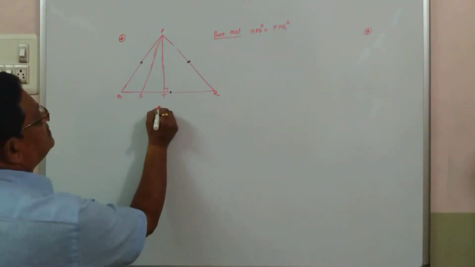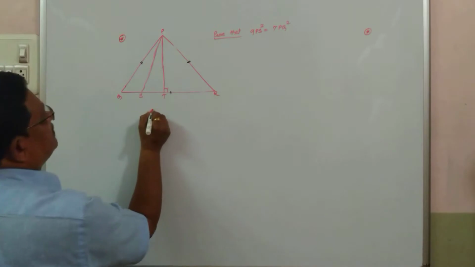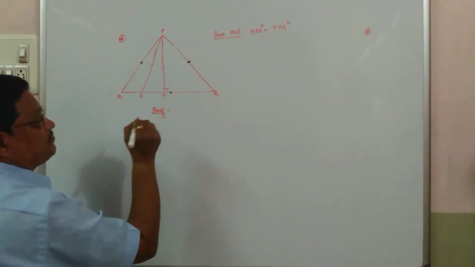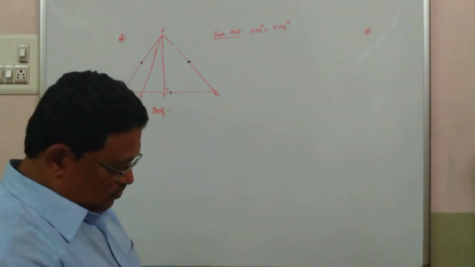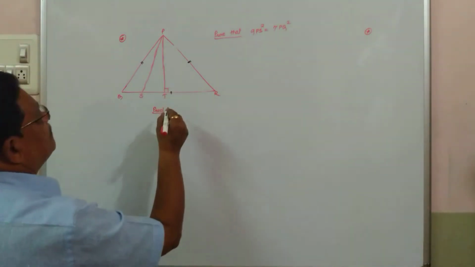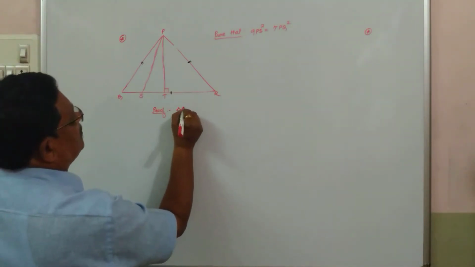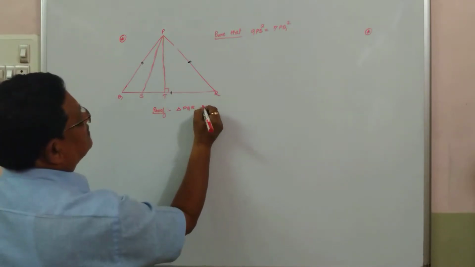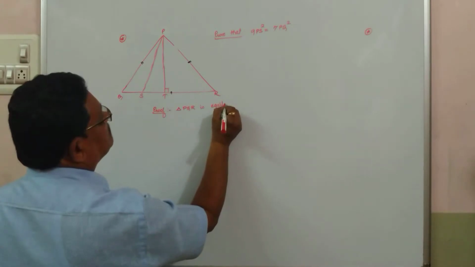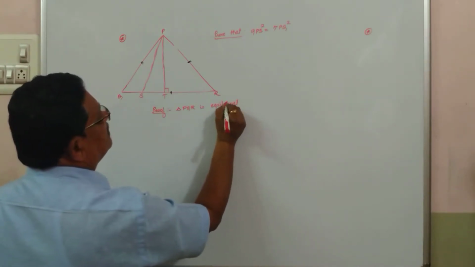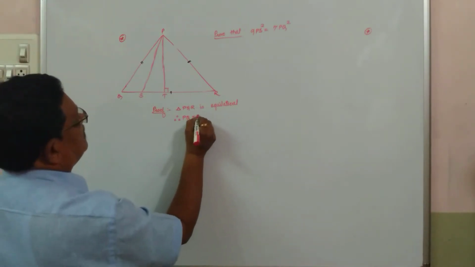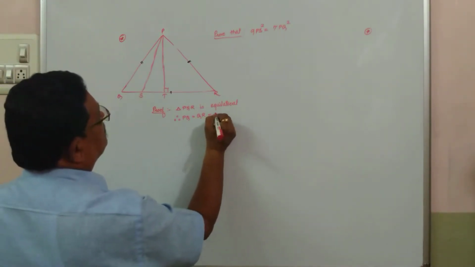I'll start with the proof here. These are important steps which you must and should write so that your answer becomes easy. Students get confused while solving this. What is given? Triangle PQR is an equilateral triangle. Since it is equilateral, therefore PQ is equal to QR equals PR.